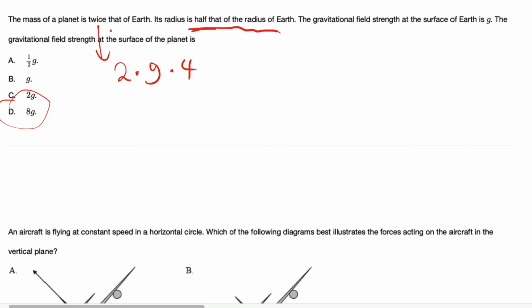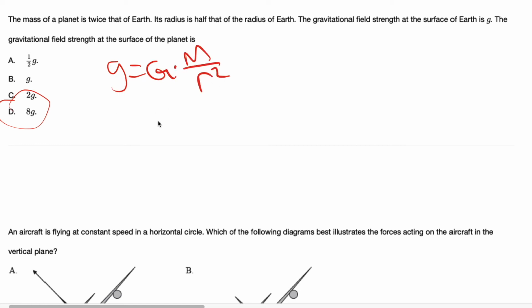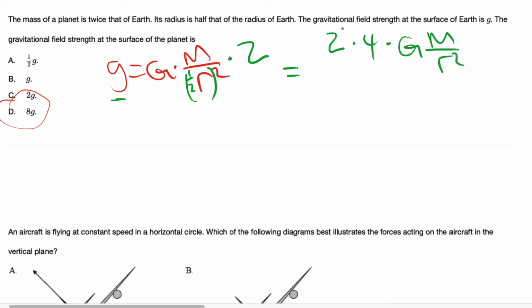So you can also work this out by listing the formula, right? So g is equal to this G constant. And then when your mass is multiplied by 2, the g is multiplied by 2. And then your radius is divided by half. So this is equal to 2 multiplied by 4 multiplied by G constant multiplied by mass over r squared. And this is equal to A.